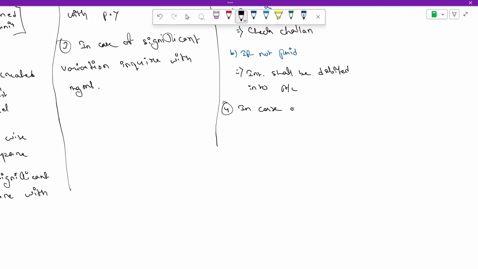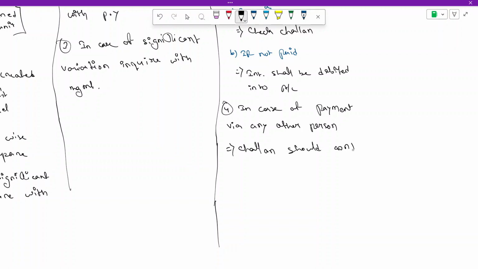In case of payment via any other person, the challan should contain the plan of SEP.